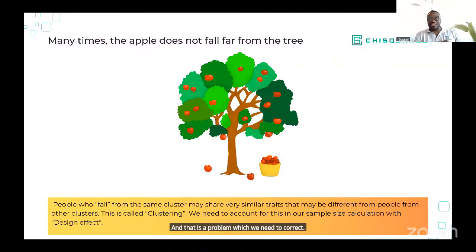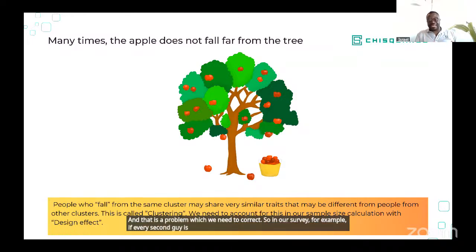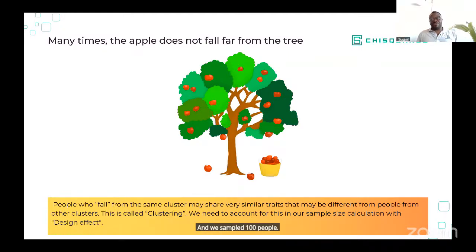So in our survey, for example, if every second guy is giving us an answer that is identical to the guy before him, and we sampled 100 people, it means that we don't have 100 unique answers, but 50. So that means that if we truly cared about having 100 unique answers, we need to sample not 100 people, but 200, right? That's how we correct for this issue of clustering.